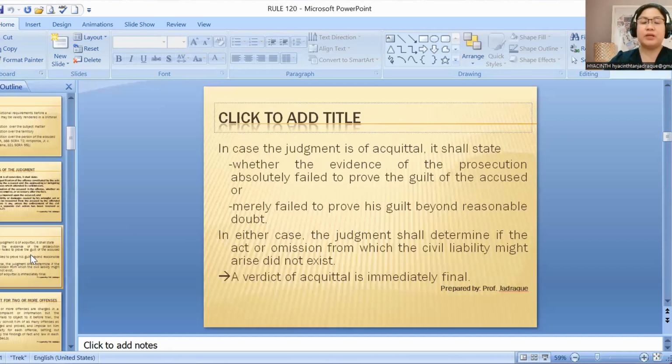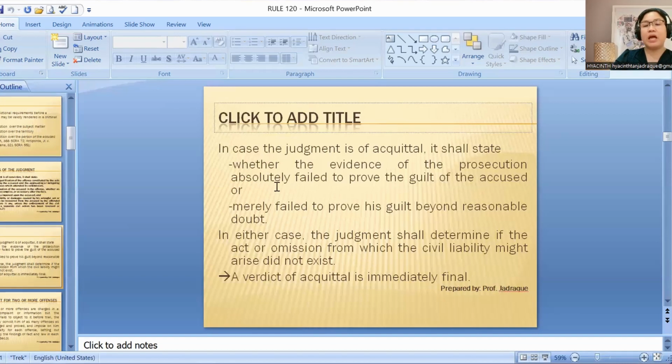Meaning to say, if the reason was that it failed to prove the guilt of the accused, or absolutely failed to prove its guilt, it must follow that if this is the reason, the same shall be the basis as well to award civil liability.